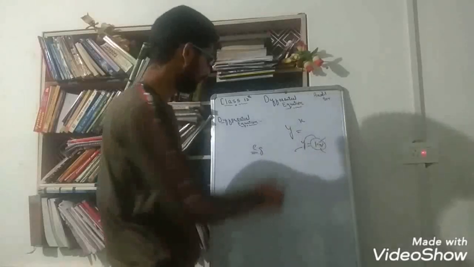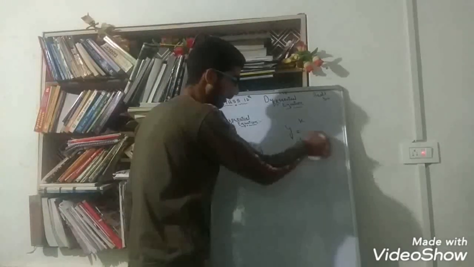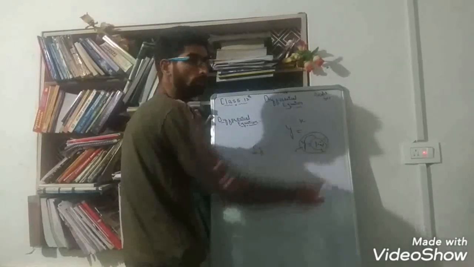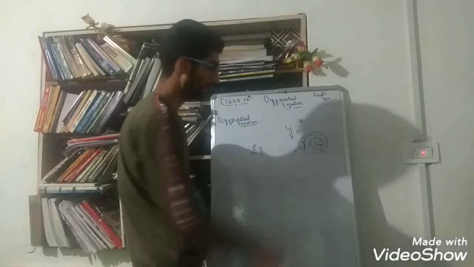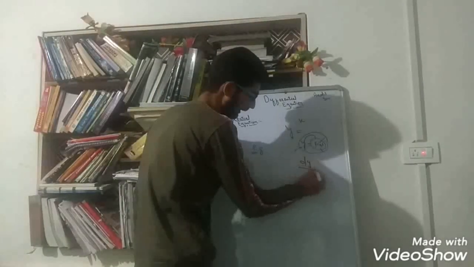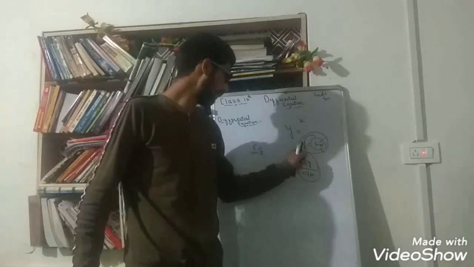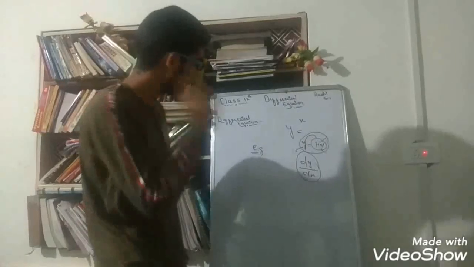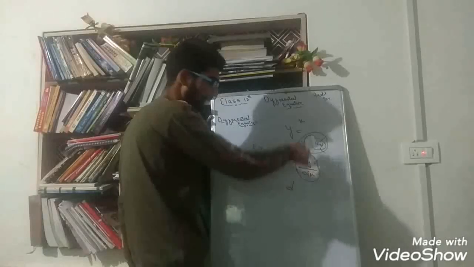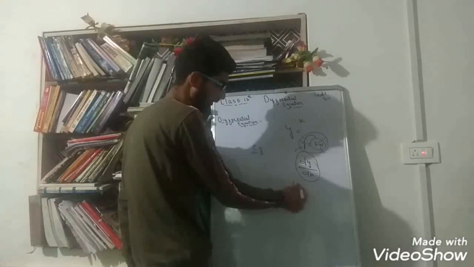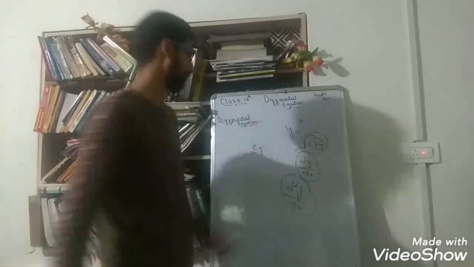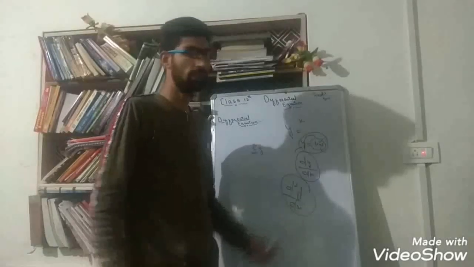Now how can we find the derivative of the dependent variable with respect to the independent variable? We know from differentiation that dy by dx is called the derivative of the dependent variable with respect to the independent variable. Similarly, I can find the second derivative, d squared y divided by dx squared. It is called the second derivative of the dependent variable with respect to the independent variable.